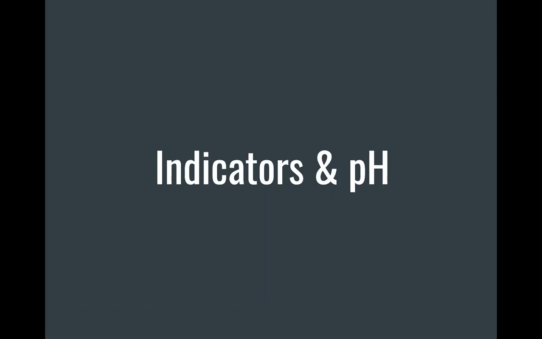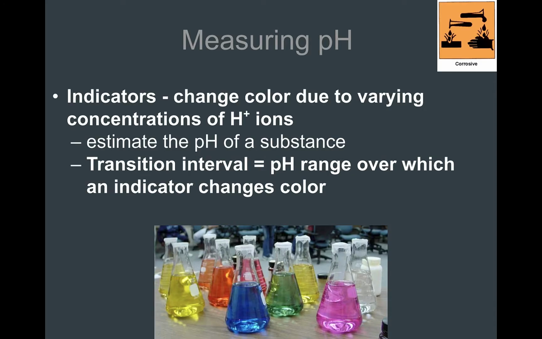Today we're going to talk about indicators and pH. So when you're measuring pH, there's a couple different tools you can use. The first one is an indicator. An indicator is a chemical substance that changes color as a result of varying concentrations of H+ ions in the solution. These are best used to estimate the pH of a substance because they change color.